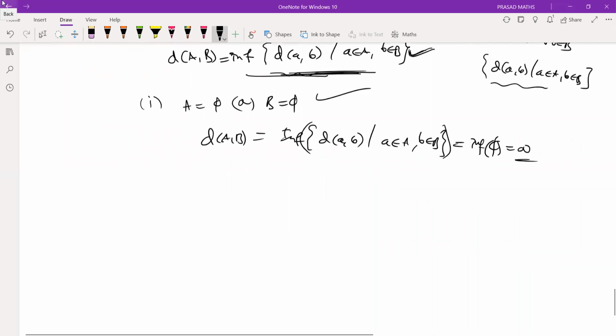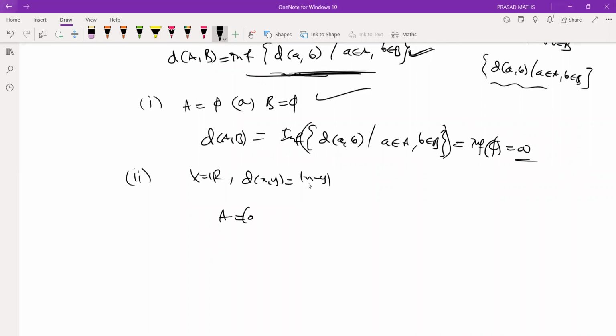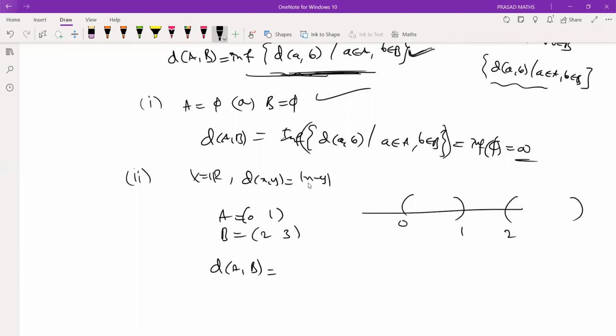Anybody? We can take an example. Suppose X equals R with respect to the usual metric, mod of x minus y. My set A is the open interval (0, 1). My set B, suppose you can take [2, 3]. What do I mean by the distance between A and B? What is my definition? I already told you: the infimum of all possible distances of the corresponding points of the sets, right?